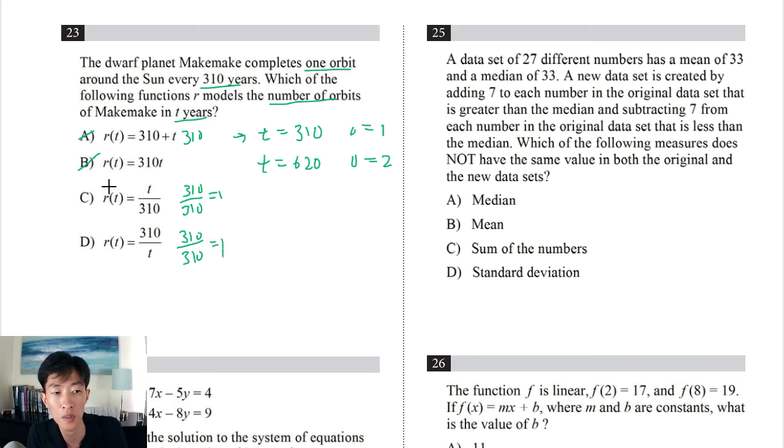So for the first case, both C and D are working, so we have to try the second case. When t is 620, we want to get r of t to equal 2. So let's do the math. 620 over 310, that's going to be 2. So it looks like C is going to work. And just to double check, 310 over 620 is going to give us 1/2, so not 2. So ultimately C is going to be the best answer.